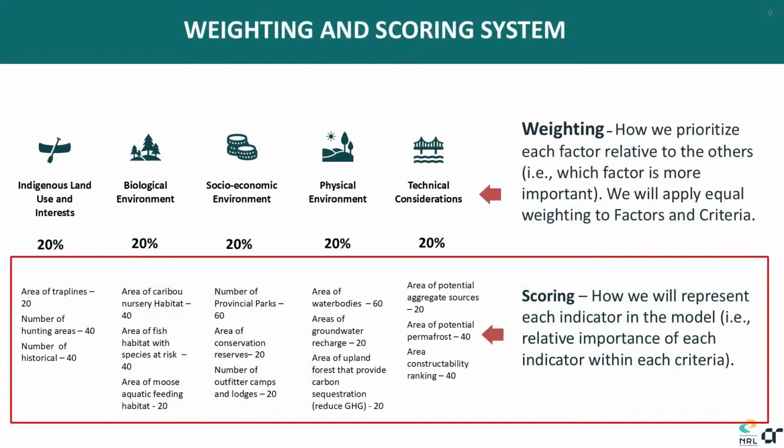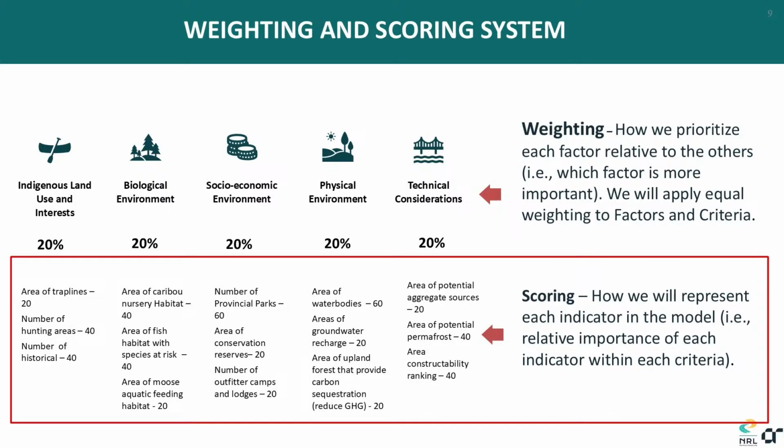And then we have what you call a weighting and scoring system. The weighting system is sort of adding priority to the different factors. If you wanted to weigh technical considerations more than other layers, you could give it a higher weight. So maybe it could represent 30% of the total score. In this case, we've assigned an equal weight to all of the factors, including Indigenous land use and interests, biological environment, socioeconomic environment, physical environment, and technical considerations.